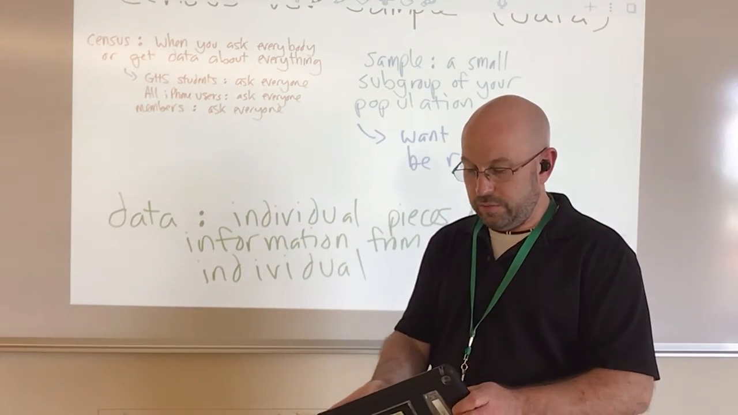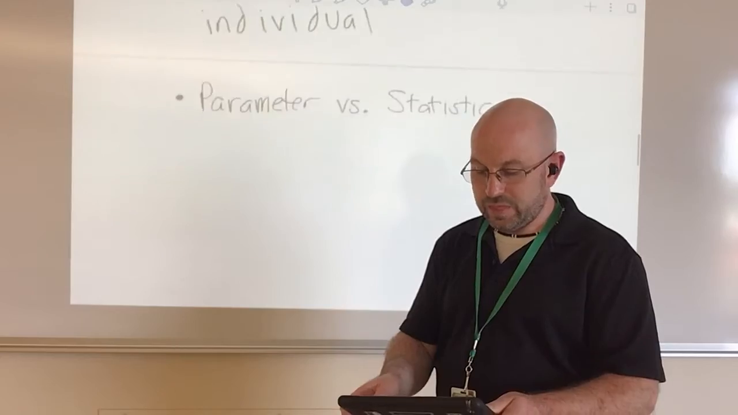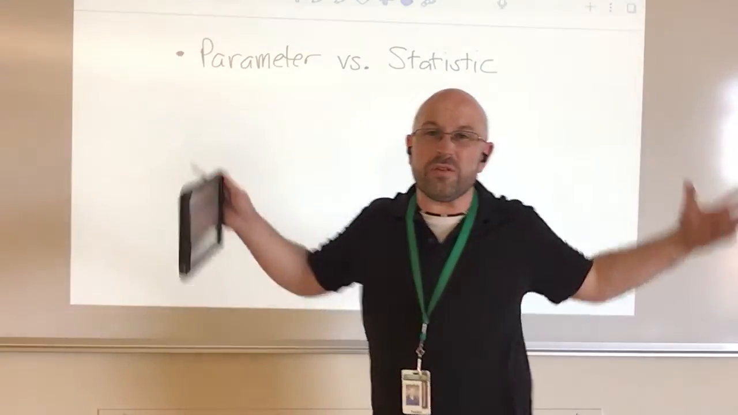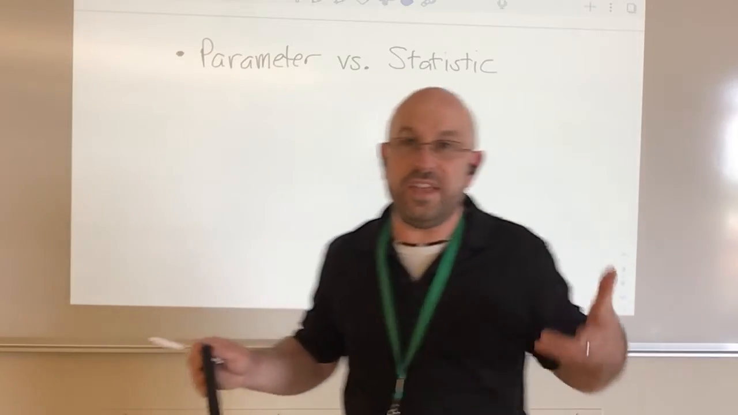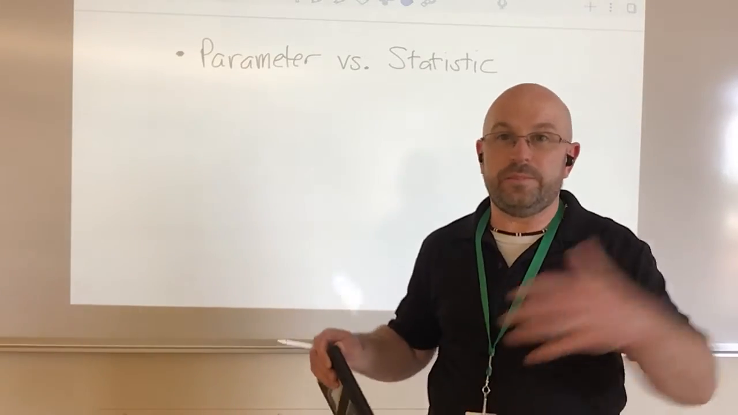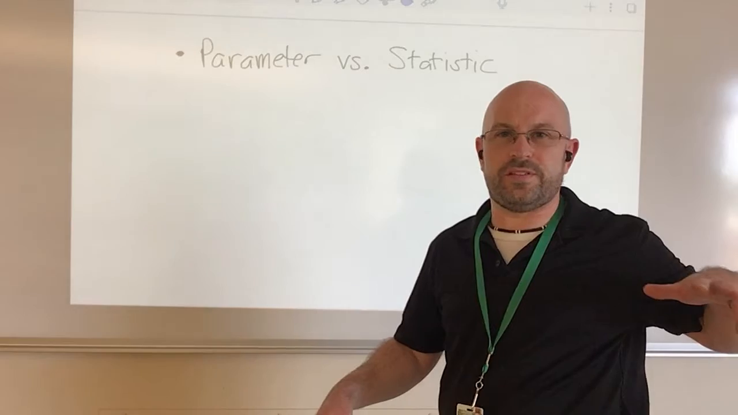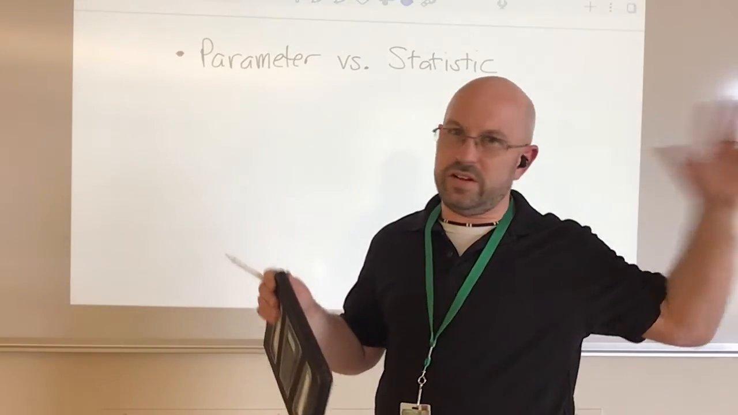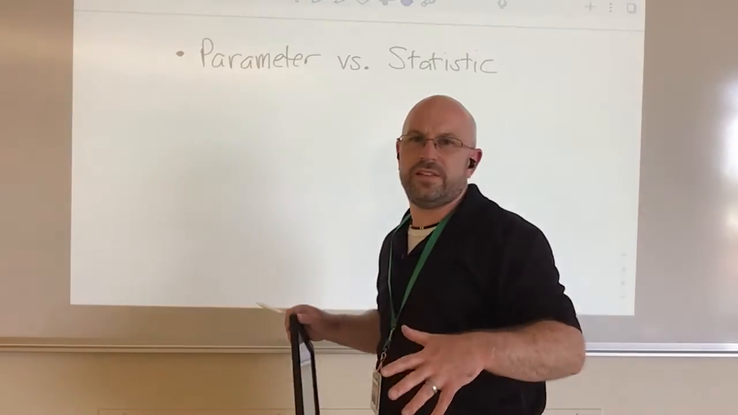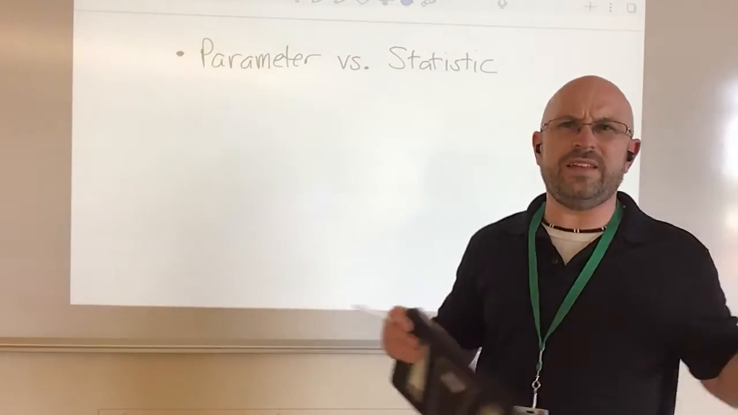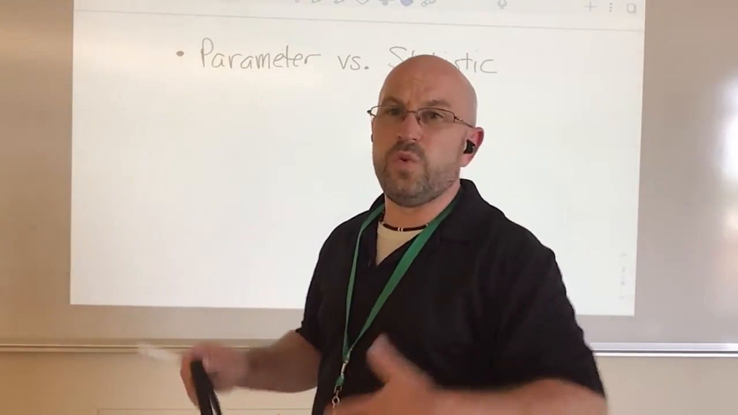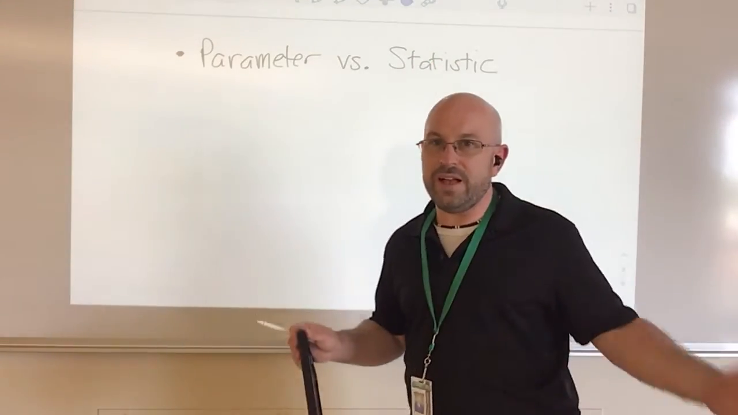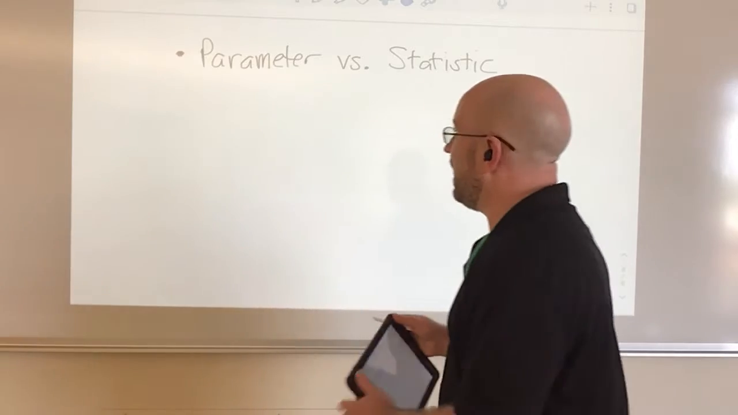Okay? Now we're going to scroll down a little bit. Now we've got two other words here, parameter versus statistic. So you gather all this information, right? Say you do a census. You figure out all the pizza toppings of everyone in the class. You get all that information. So a certain number of kids like pepperoni, a certain number of kids like anchovies. Some kids don't like any toppings at all. Now, you want to summarize it. Maybe you want to say the favorite pizza topping of everyone in class, you find that most people like pepperoni.